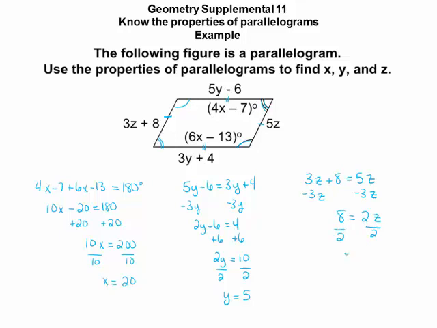Divide by 2, and z is equal to 4. So there we go. I've solved for x, y, and z. Now on these particular problems, you're either going to have things are equal to each other, or they're going to add up to 180 if they're consecutive angles. Not a lot else going on.